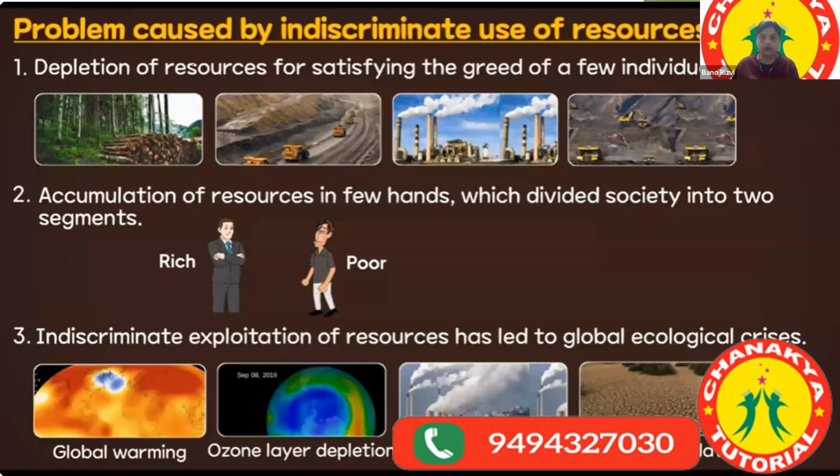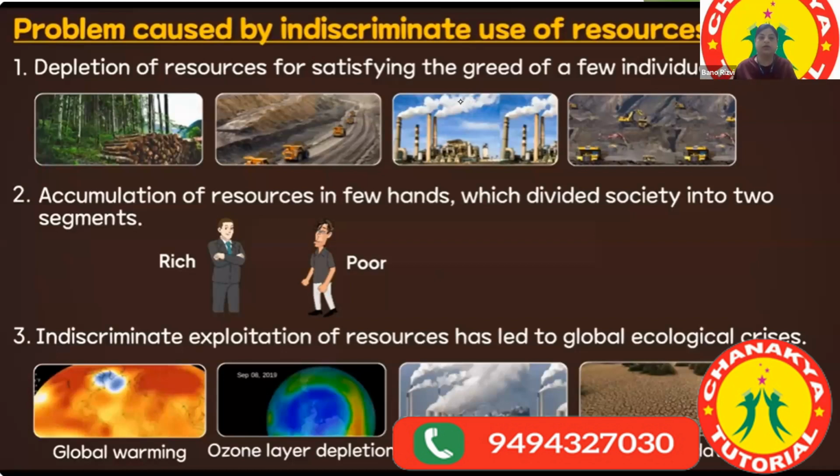Okay, now let us talk about problems caused by indiscriminate use of resources. The first problem is the depletion of resources for satisfying the greed of few individuals. Some rich people can buy a forest and cut down the trees, and this is going to cause discrimination in the climate, could cause soil erosion, it could cause climate change.